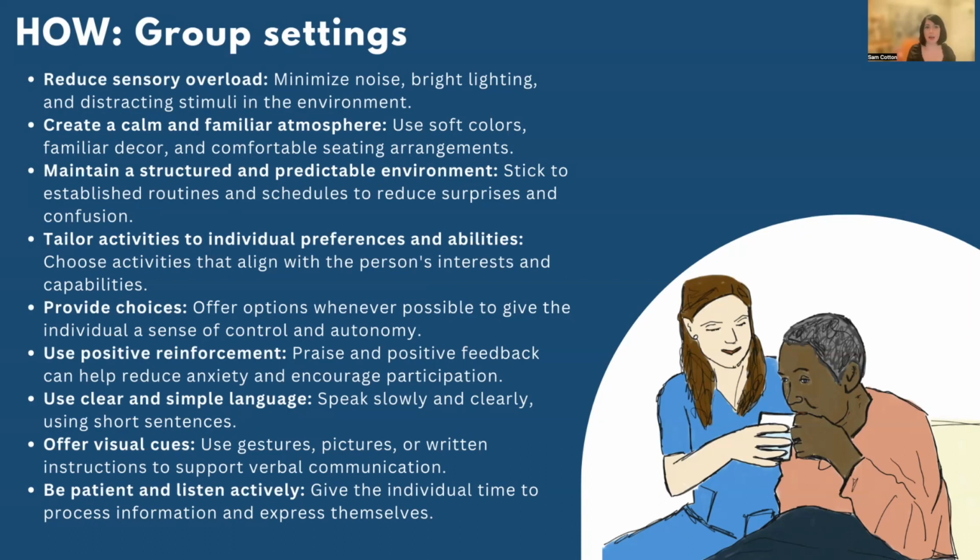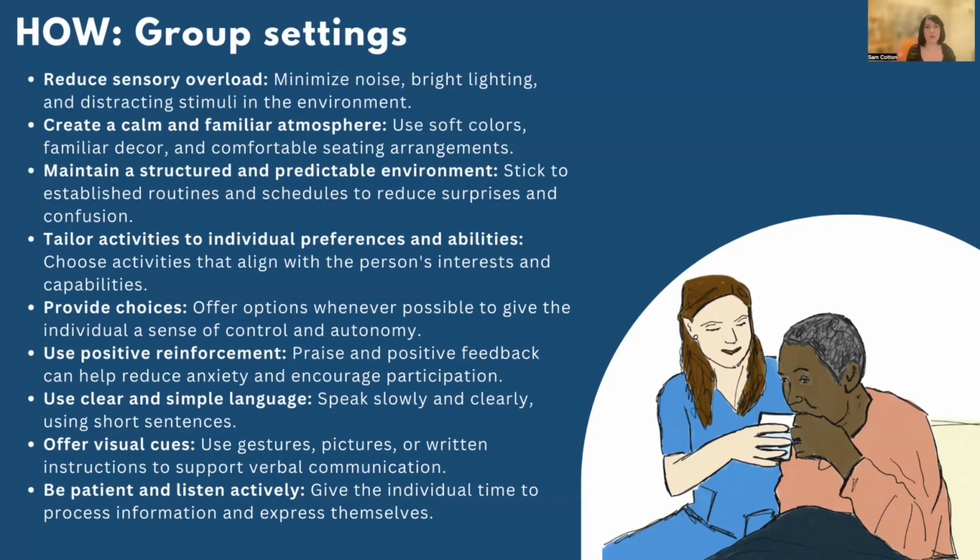That being said, create a calm and familiar environment. We want to make sure that the space that person is going to is comfortable, welcoming, and familiar to them. So making sure that we don't rearrange the room every day, for example, especially if it's a group activity and that person is going to that same space over and over again. Let's try to keep it set up in a similar way.